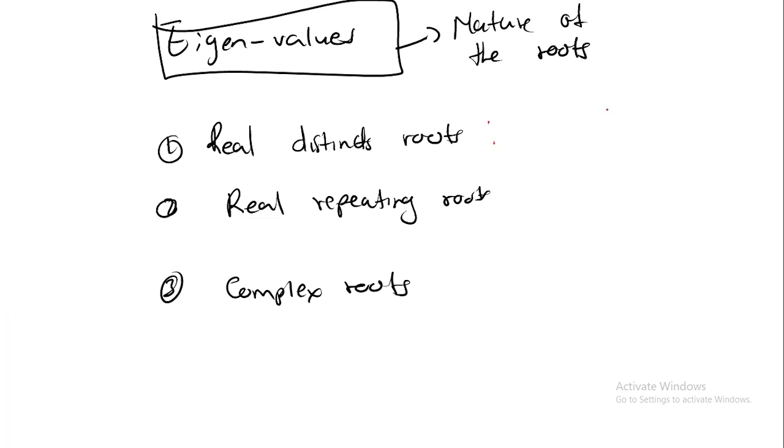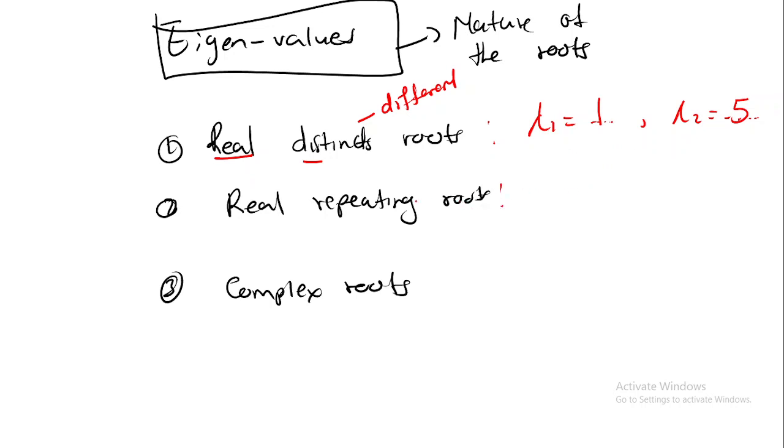What exactly is a real distinct root? Let's say we had to solve for lambda. It means that we have lambda 1 which is equal to something, and lambda 2 which is equal to something. We say the roots are real and distinct. The word distinct only means different, so real distinct roots means real different roots. For example, lambda 1 can be equal to 1 and lambda 2 can be equal to 5. So we say the roots are real and distinct.